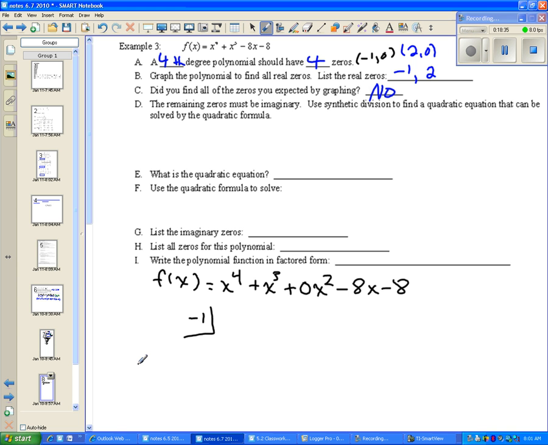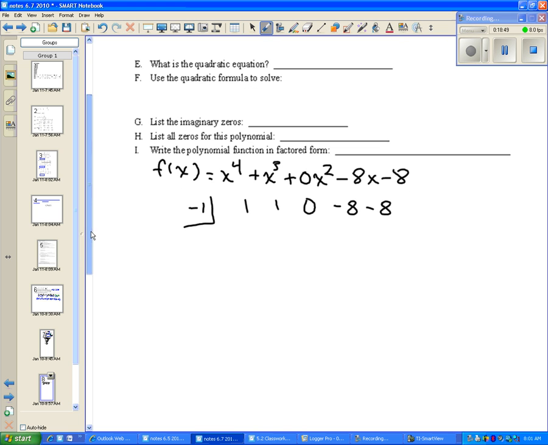So the x to the fourth, the coefficient is 1. The x to the third, the coefficient is 1. The x squared, the coefficient is 0. The x, the coefficient is -8. And the constant is just -8. Those are coefficients, not constants. My apologies, I've been using the wrong word.